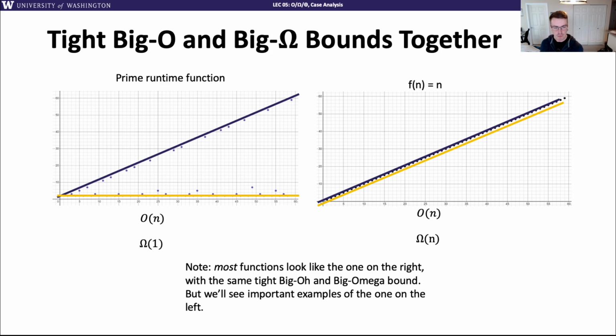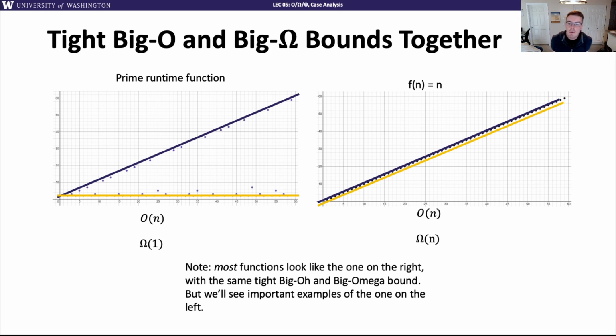big omega of n is a much better description because it's a tight bound. Most functions we'll see in this class will look like this, where the big O and the big omega agree, and they're just a nice line or nice curve. But this doesn't always have to be the case, like our prime example. In our prime example, we can show that it's big omega of 1, but it's not big omega of n. The reason is you can't lower bound this function by a linear one, because a lot of those things take constant time, right? So while big O is an upper bound, big omega is a lower bound.